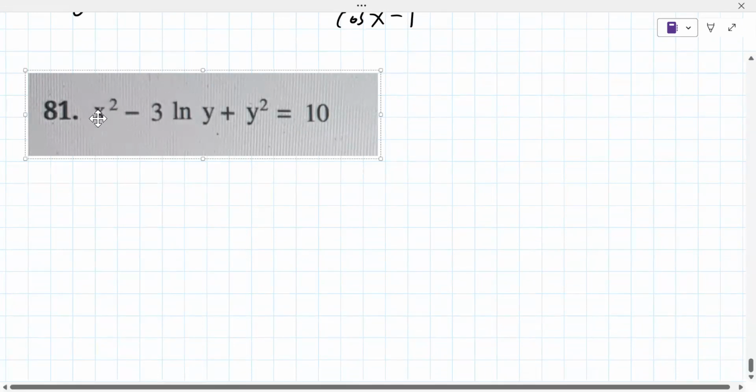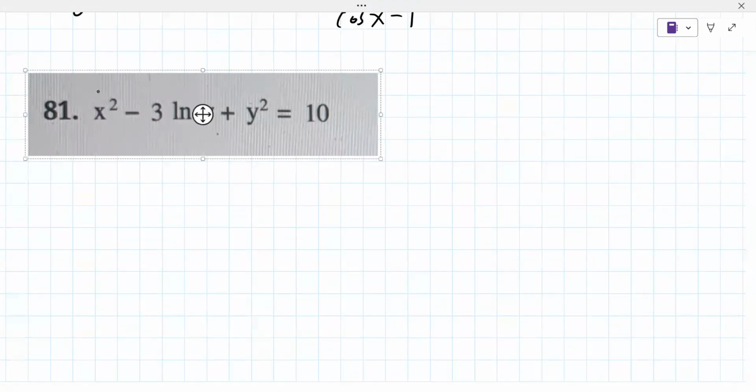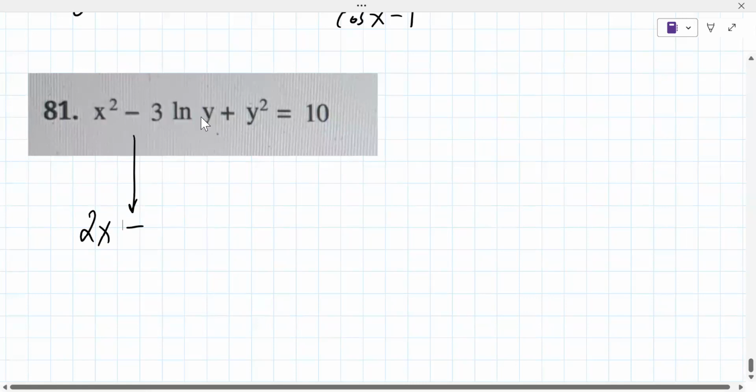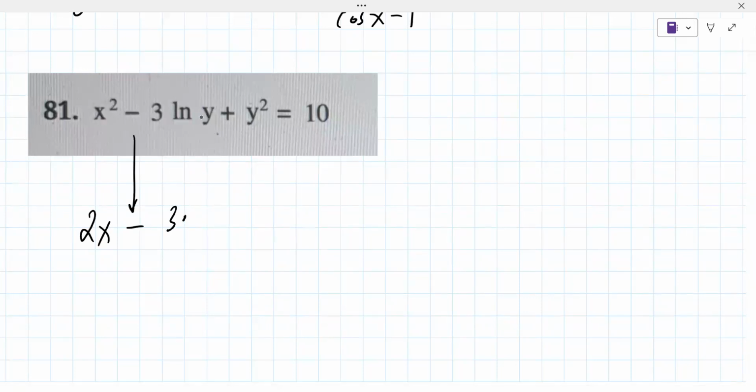The derivative of x is always the same. You just take the derivative with x like you always do. So the derivative of x squared is 2x. Got it done. Now, minus, bring the minus down, okay? 3 times natural log of y, so it's 3 times 1 over y.